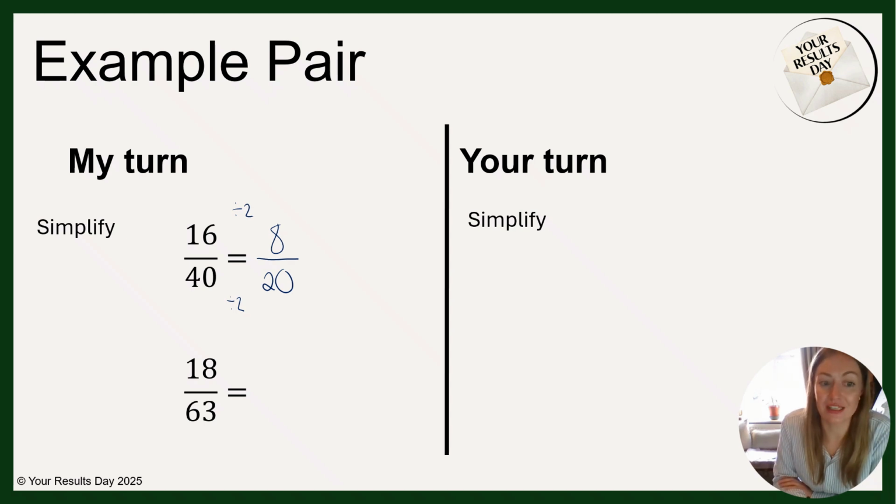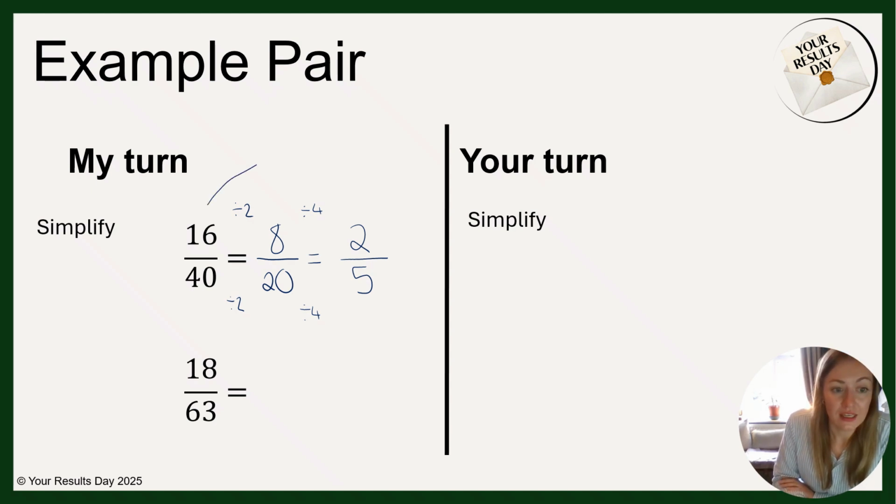of these numbers again. Now, I might spot again that they're both in the 2 times table and divide by 2 again, or I might be comfortable spotting that they're both in the 4 times table, so I can divide by 4. 8 divided by 4 is 2, and 20 divided by 4 is 5, and then there's no whole number that I can divide both of these numbers by, so 2/5 is the simplest form.